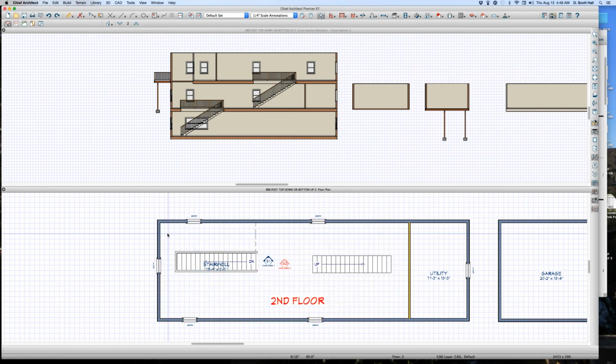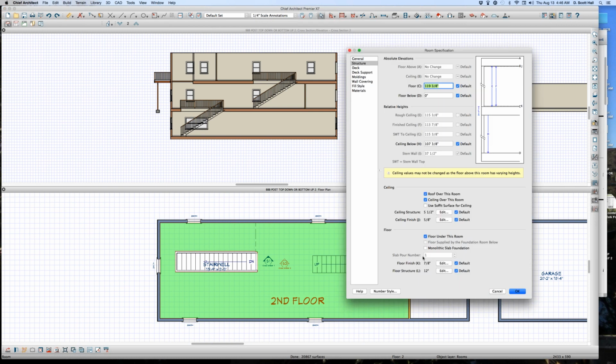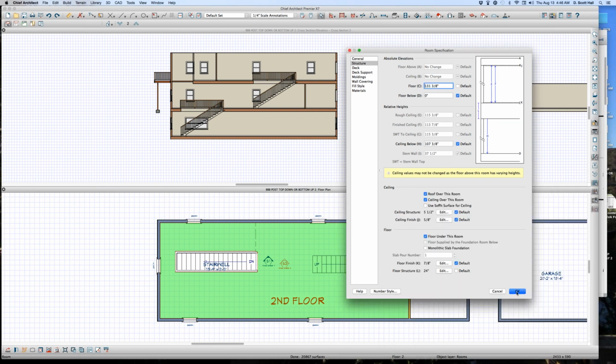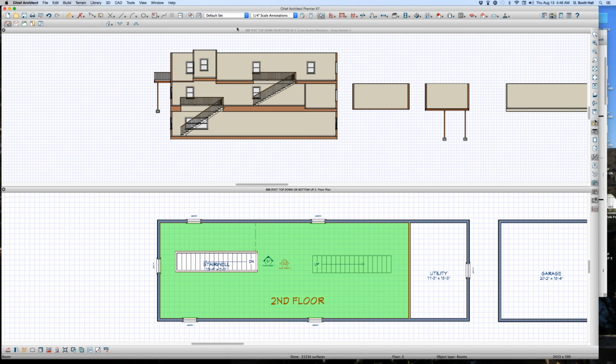I'm going to do the same thing I did before. The only difference is, instead of selecting the room on this far left, I'm going to select the room right here, right there. See where my arrow is? I'm selecting the room right there. I'm going to change the floor structure to 23 inches. Same thing, same thickness. Oh. Suddenly, it's this floor that goes up. Does that make any sense to you?